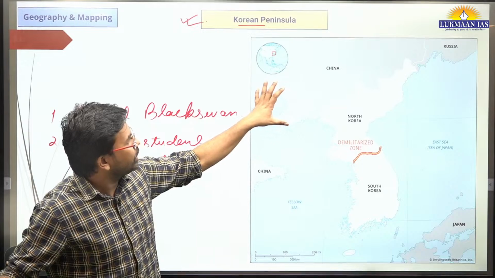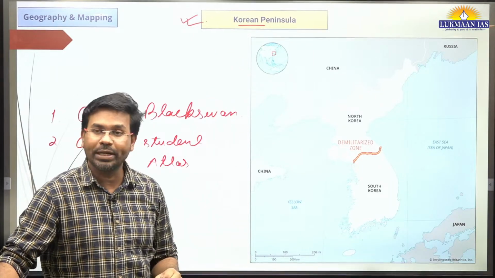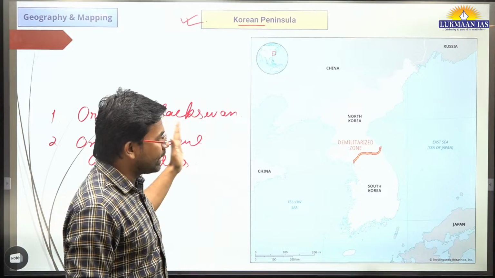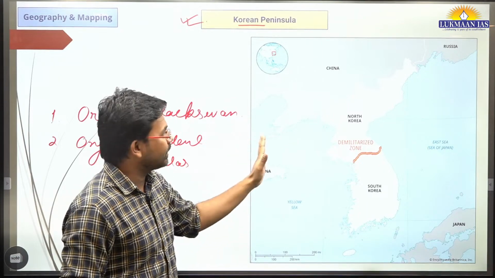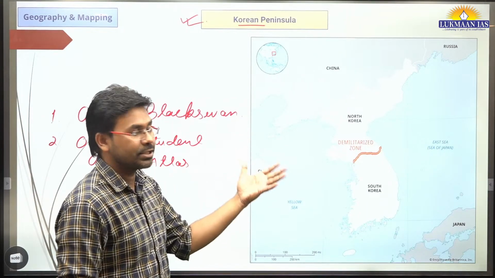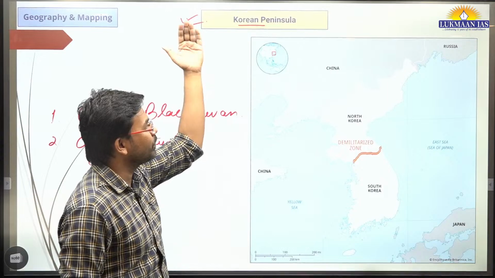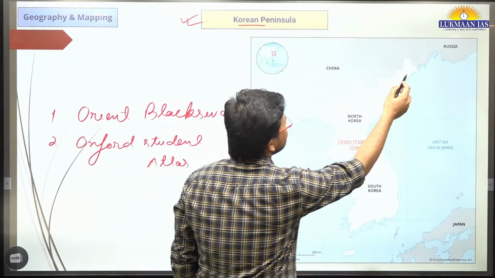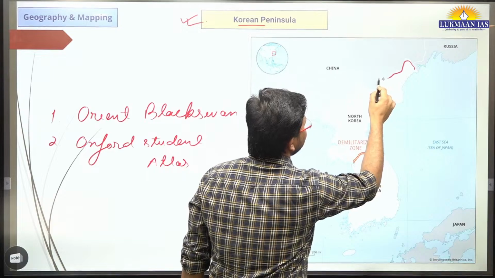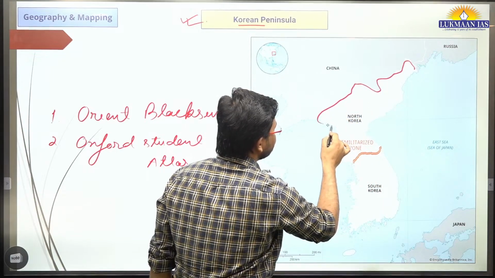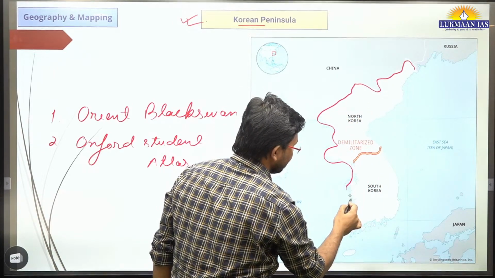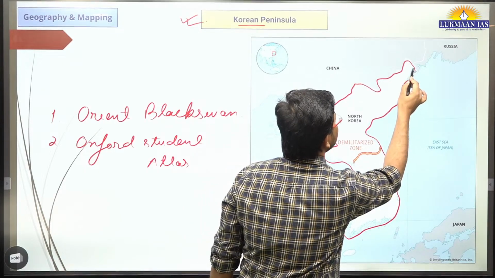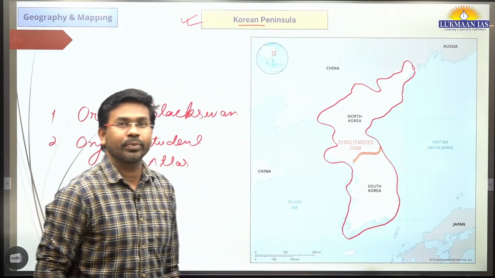Alright. So today we are discussing the Korean Peninsula. So where is the Korean Peninsula located? It is located in the eastern part, nearby Japan, or to the eastern portion of China. So this is the Korean Peninsula. It extends from this particular location, and this entire region is known as the Korean Peninsula.